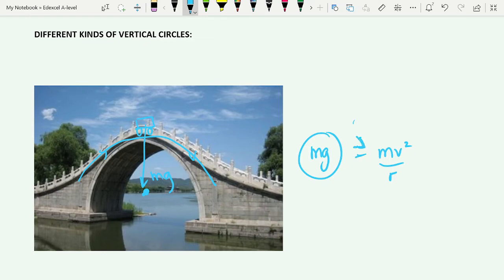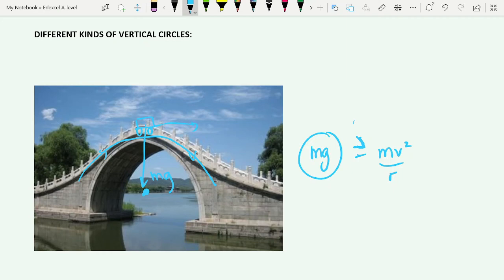If the mv squared over r gets bigger, so if you increase the speed at which you go over this bridge, this side of the equation, mv squared over r, is going to get greater, but it will exceed the amount of mg. And that means that you no longer have a resultant force keeping you in the circle. And so what the car is going to do is it's going to take off, even slightly.